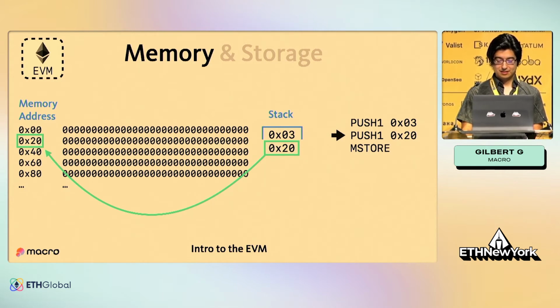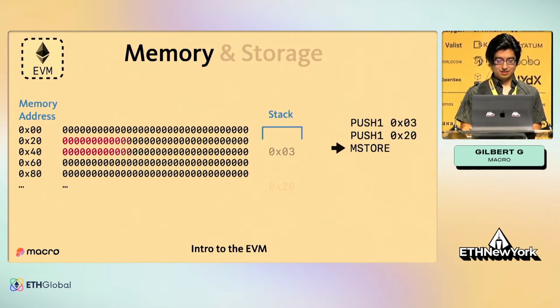So when we do that, and you want to pay attention now because animation's fancy, we consume those 2 items off the stack, and then we write to memory that value. And that's how mstore works.